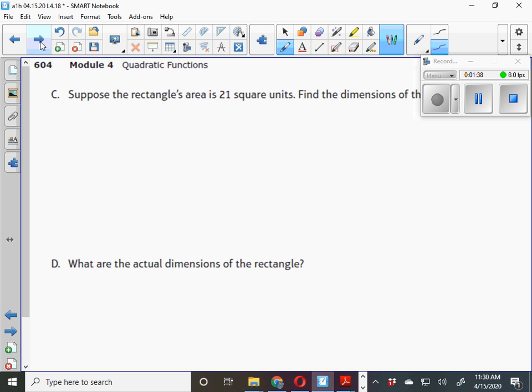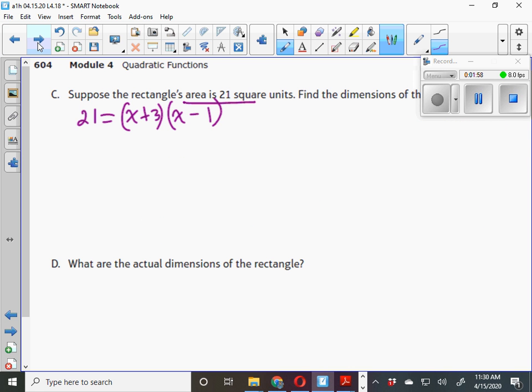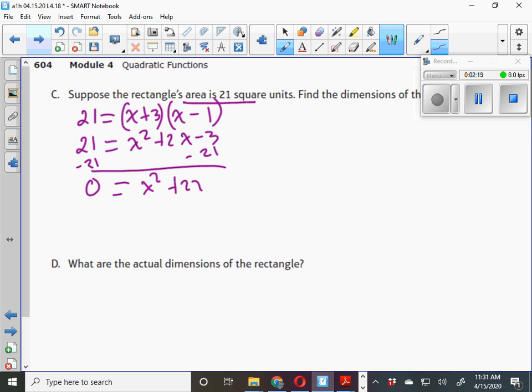C, remember we have area. It's 21 units squared. Find the dimensions of the rectangle. So 21 equals x plus 3, x minus 1, correct? All right. However, we can't solve this when it's set equal to 21, so it'd be better if we were in this form, x squared plus 2x minus 3, where we subtract 21, and we get 0 is equal to x squared plus 2x minus 24.